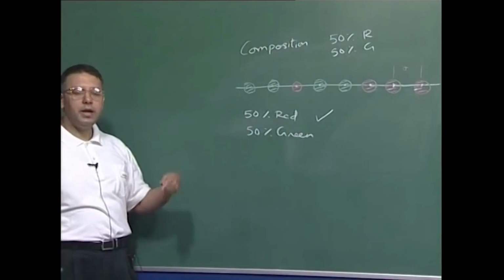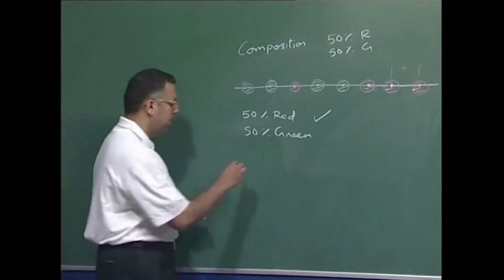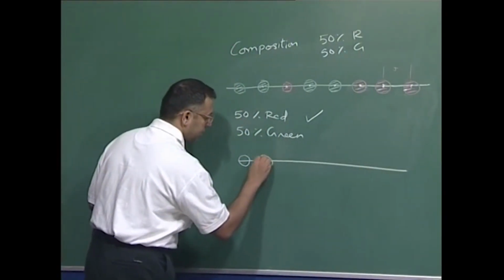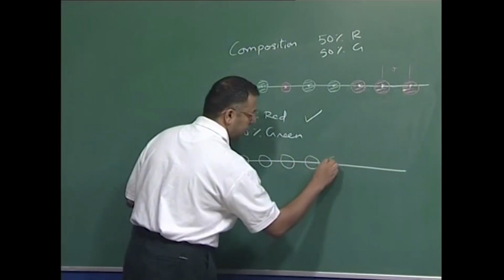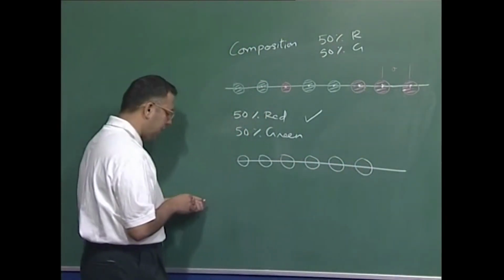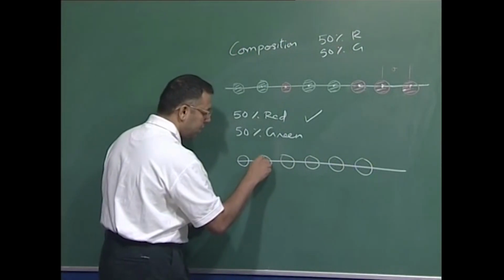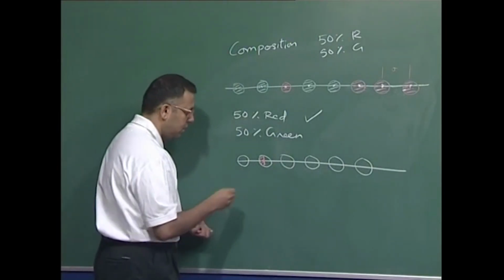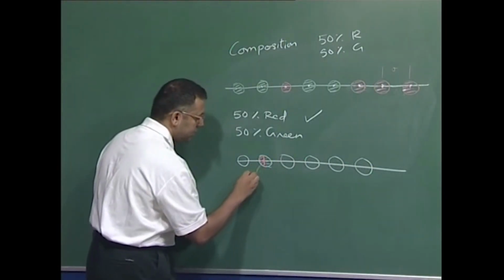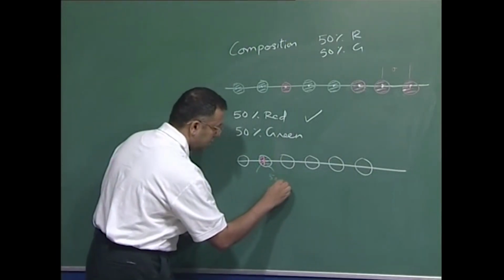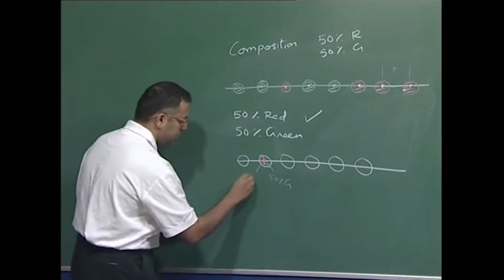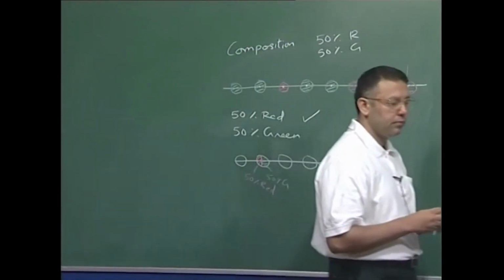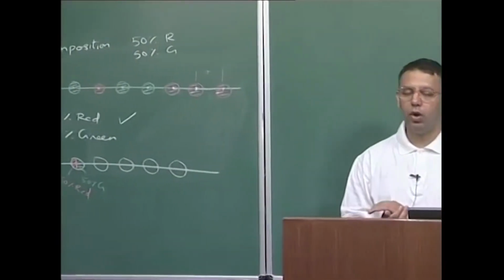Therefore, I can describe my structure here by saying that at each lattice point, I now have a probabilistic occupation: 50% green and 50% red. So, at each point there is a probabilistic chance that I find A or B, 50% each.